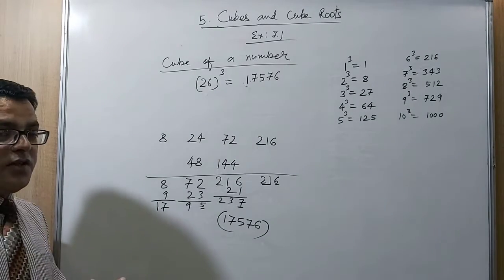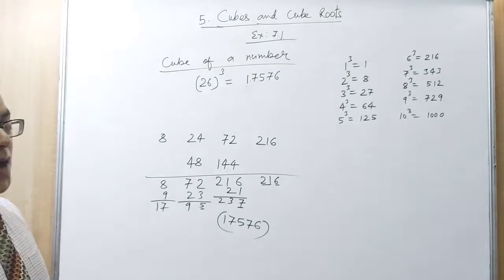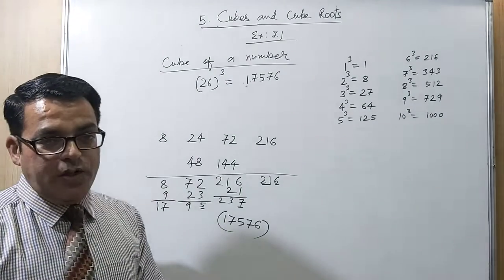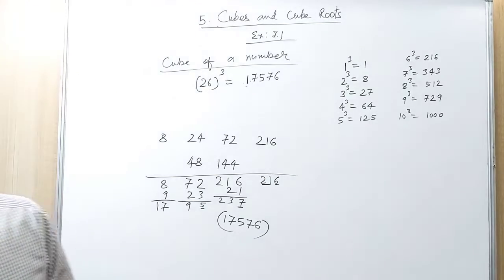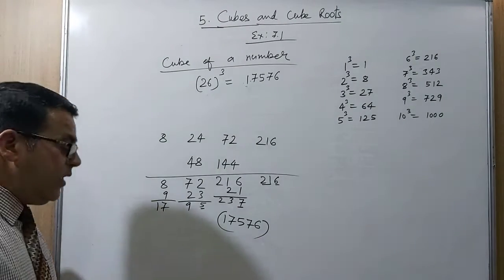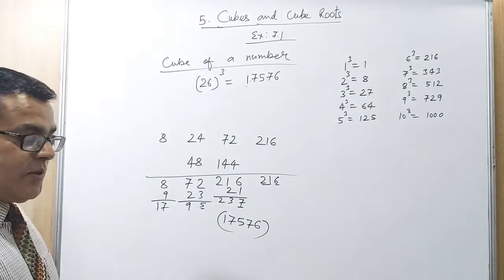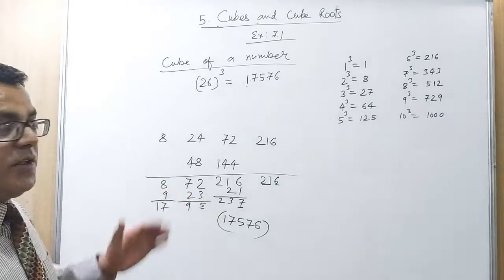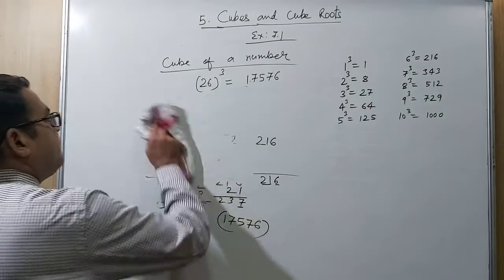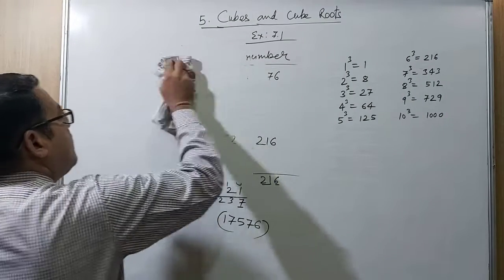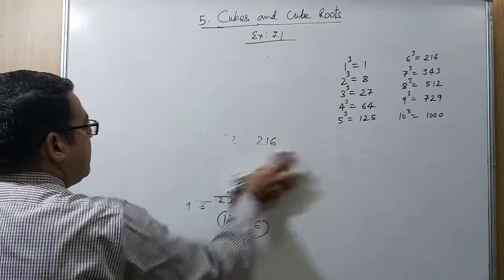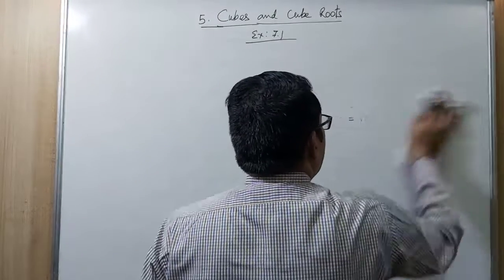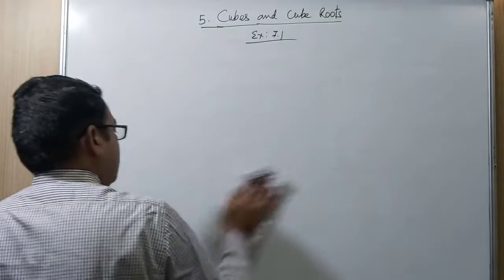This is a very interesting trick. Without much calculation, you can easily find out the cube of any number. Hope you understand this trick. And now you do one thing. Take numbers on your own and try to find the cube of the numbers by using this trick. This is also called Vedic mathematics. With the help of Vedic mathematics, we can find the cube of numbers.